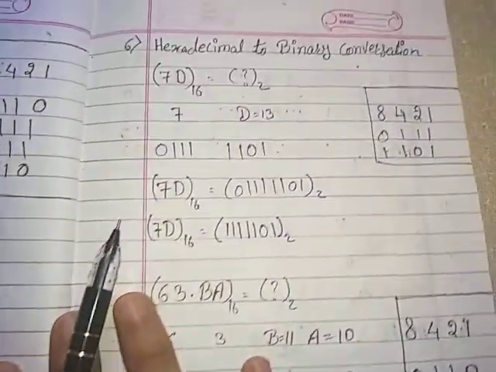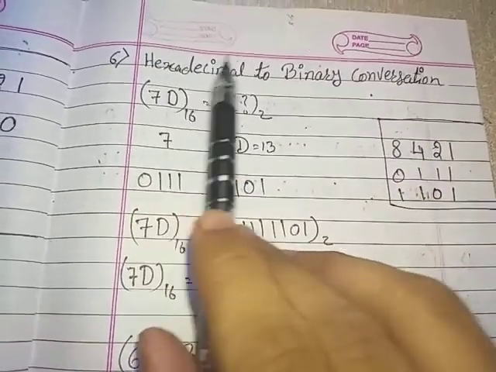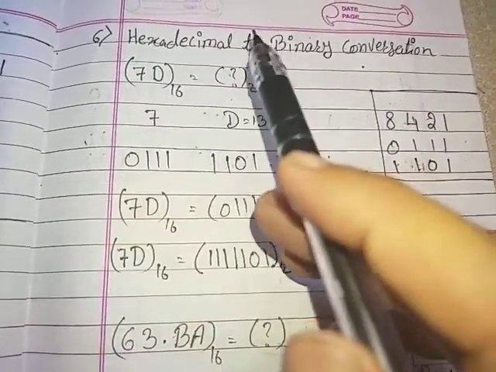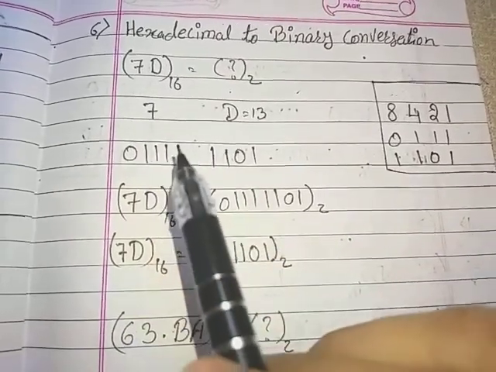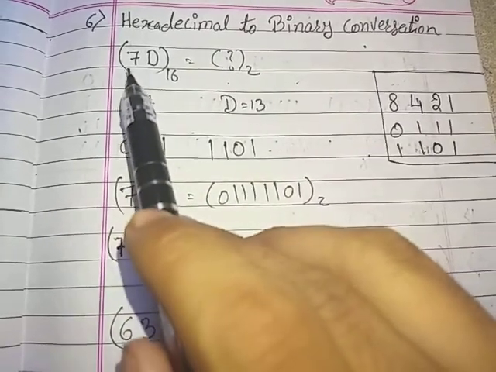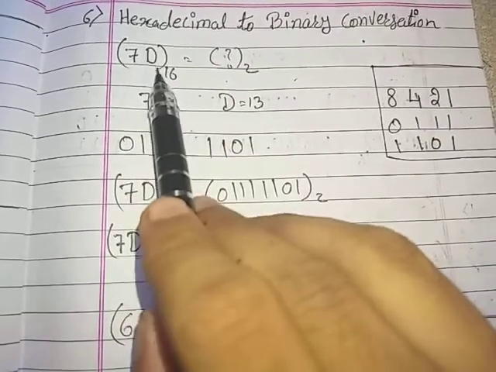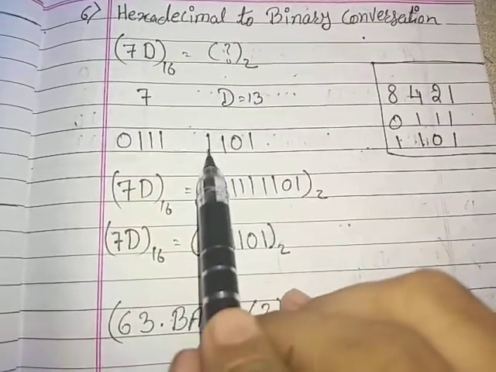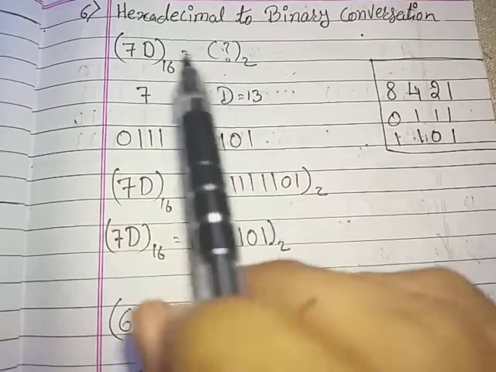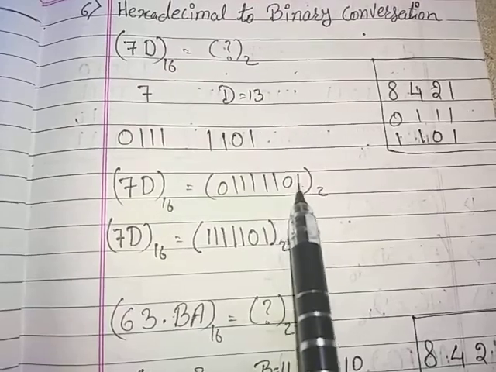Now let's move to the next topic, hexadecimal to binary conversion. To convert a hexadecimal number into binary, the procedure is similar to the octal to binary. The difference is that here we will write a binary code of 4 bits instead of 3 bits. So here we go. 7 is written in 4 bits, that is 0111. D that is equal to 13, so 13 can be written as 1101 in binary. So we have 7D radix 16 is equal to 0111 1101 radix 2.